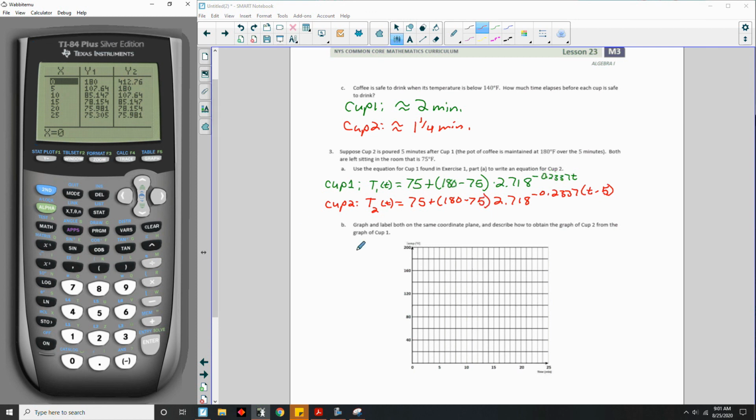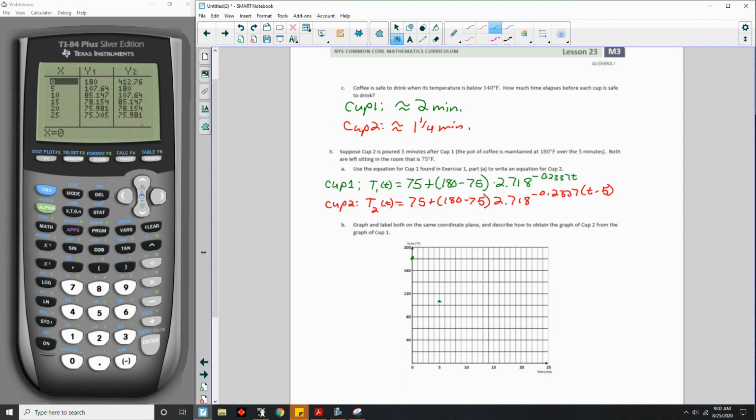So what's going to happen to this graph? So let's graph these points. So let's do the green one first. At 0 minutes it was 180, which is right here. After 5 minutes it was 107.6 degrees. So 5 minutes here, 100 is here, 107 is about here.